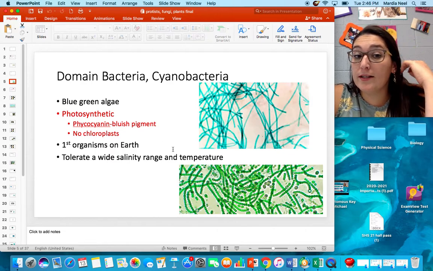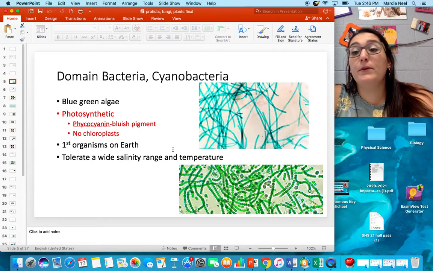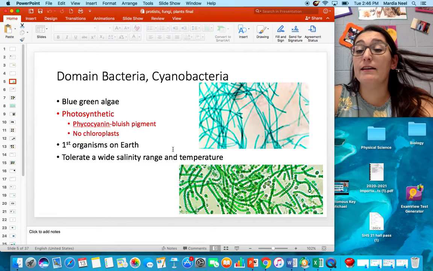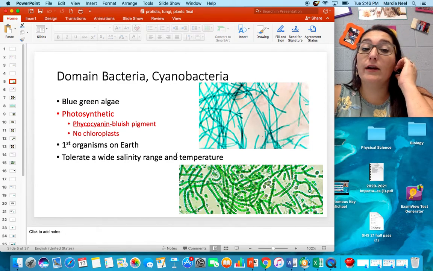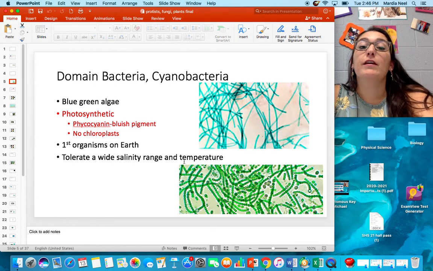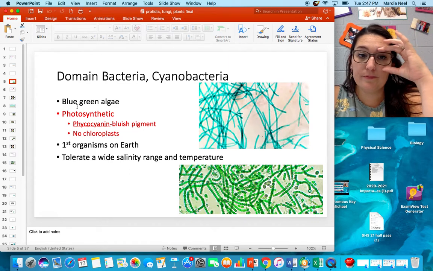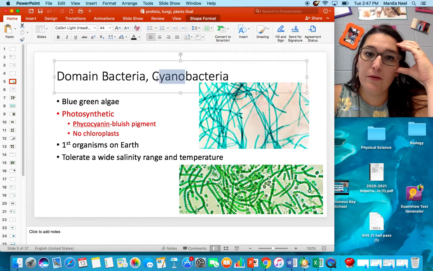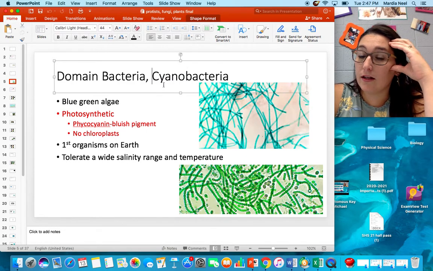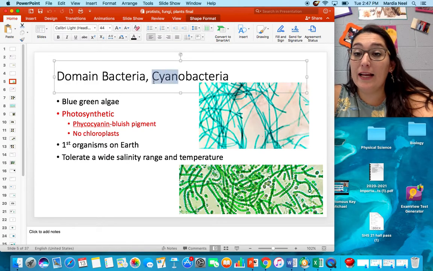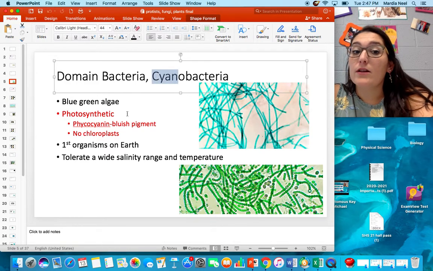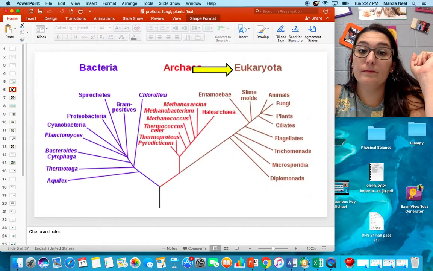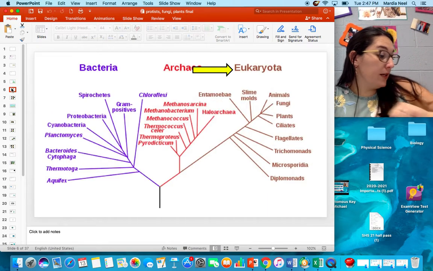Cyanobacteria were the very first organism on the earth after the Big Bang. They believe this is the very first living thing that spontaneously evolved from nothing. They can tolerate a wide salinity range and a wide temperature range. They're pretty much found worldwide in all environments. If you have trouble remembering this, the word cyano means blue. If you get out a pack of Crayola colors or colored pencils, you'll see that cyan is a shade of blue. So phycocyanin and cyanobacteria are blue-green. That's the only bacteria we're going to talk about, actually.